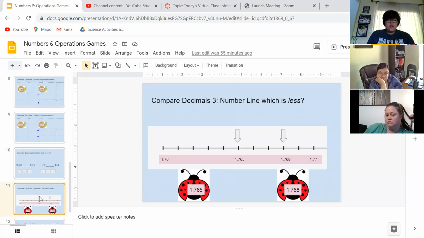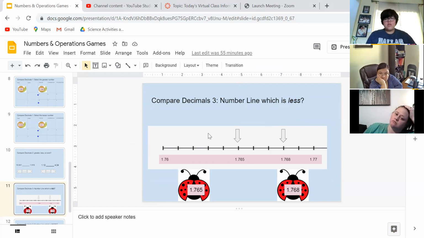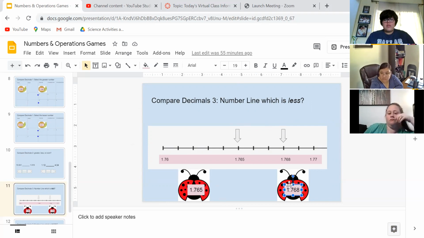And then for the third type of activity for decimals, they would pay attention to this word right here. If it says greater than or less than, it'd be in the form of a number line. Here it says number line, which is less. So they're looking at the numbers right here at the bottom, 1.765 and 1.768. It's displayed on the number line, the arrows are pointing to these points, and they would just identify which one's less. So it would be 1.765 in this case.